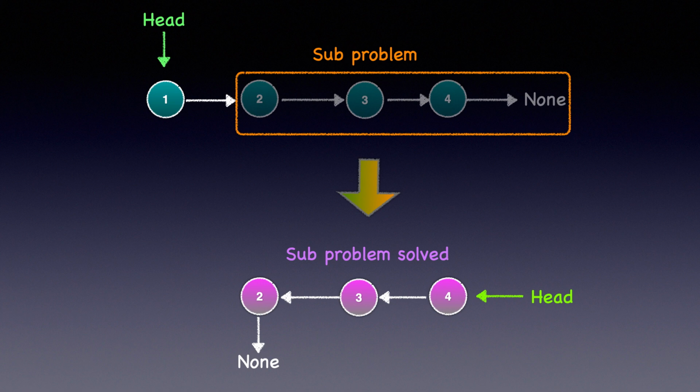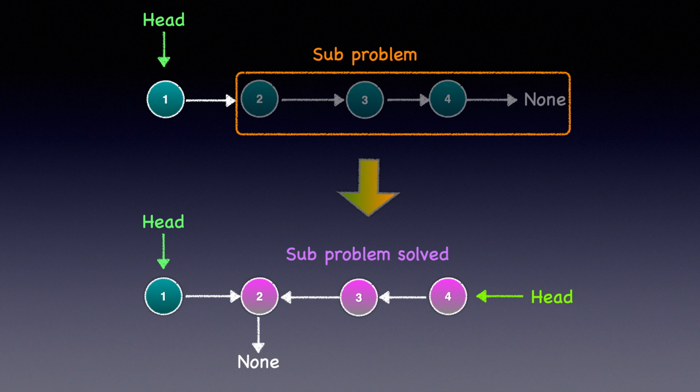What do you think? Can we solve the problem now? Well, we've reversed the sublist as part of solving the problem. But do recall that 1 still points to 2. So in order to solve the entire problem, we need to change 2 to point to 1 and subsequently change 1 to point to none, making 1 the last node.